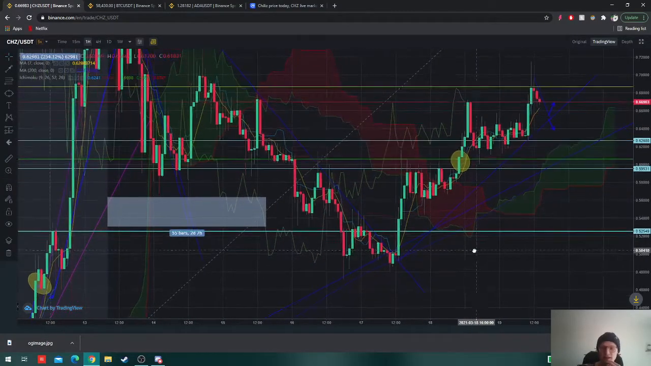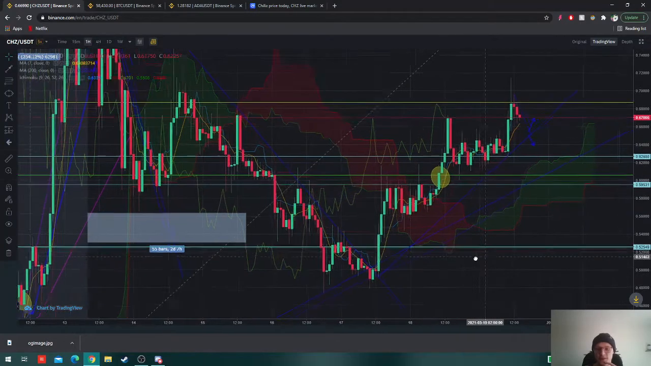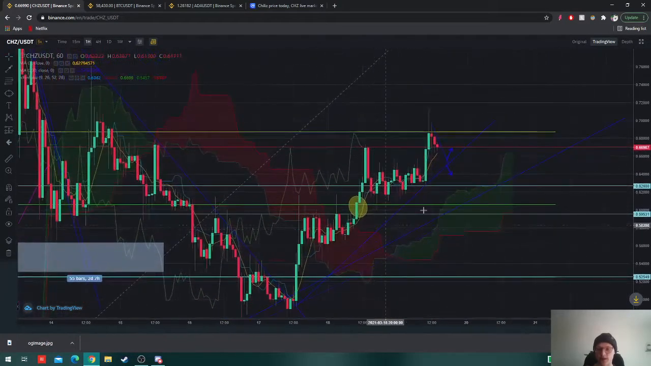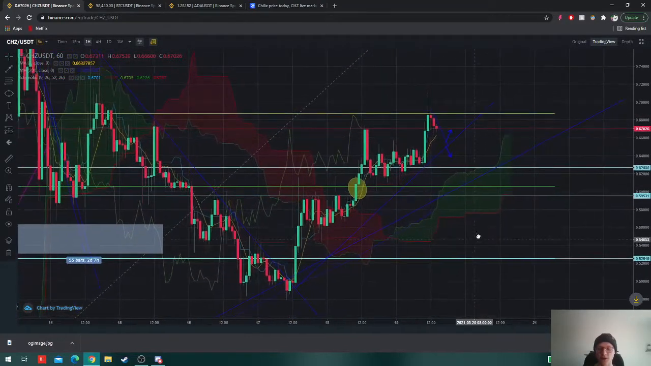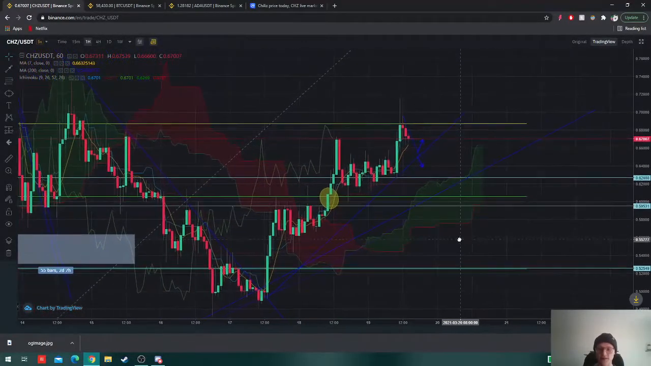And then a good entry would be when the Ichimoku Cloud is broken, but to the upside, which you can see happened over here. First it touched the Ichimoku Cloud, and then it went right through. And right now it's above the Ichimoku Cloud. This means that the price is bullish right now. And when it's below the cloud, that means that it's bearish.